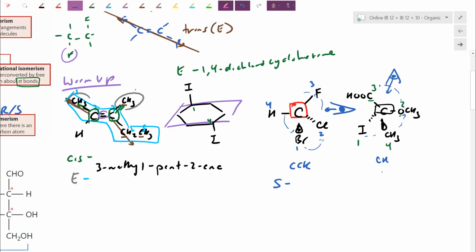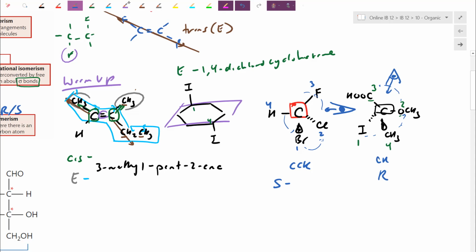Clockwise here is actually the R isomer. Okay, so just get some practice with identifying the different priorities, trying to see it from different sides. Clockwise for the molecule is R, counterclockwise for the molecule is S.